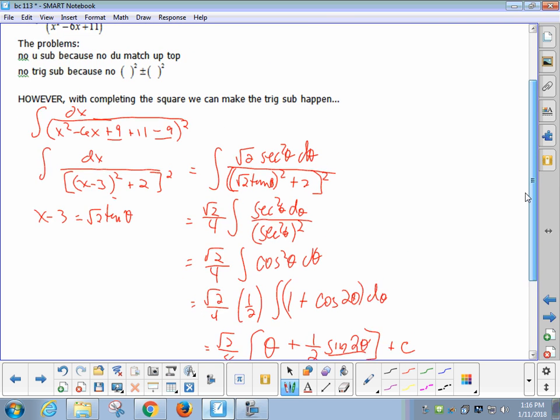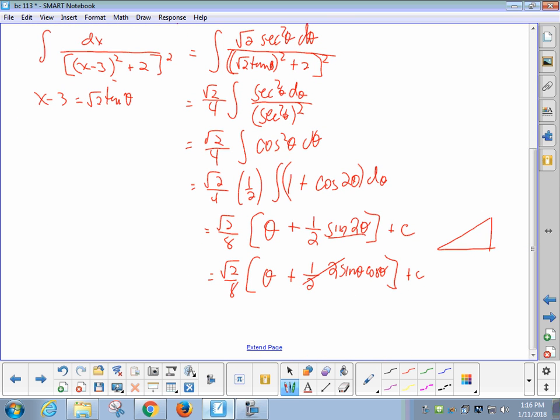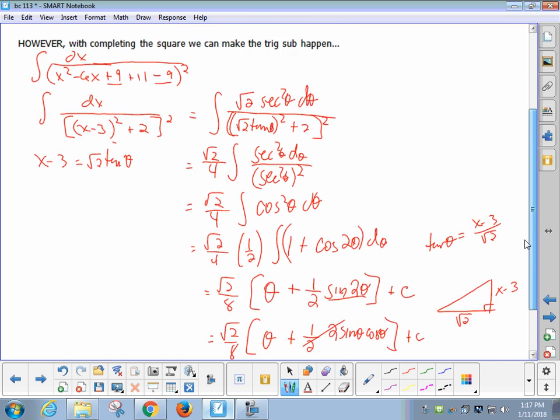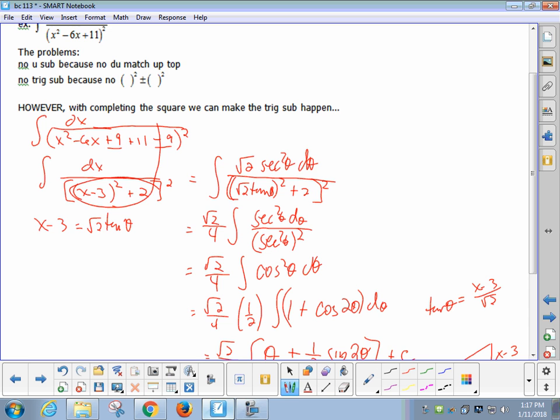I think way back at the top of the problem, oh man, that's a weird triangle. Okay, so what's tangent theta equal to, ratio-wise? X minus 3 over root 2. So opposite is x minus 3. Adjacent is root 2. Here's where it helps to have your eyes wide open. What's the hypotenuse? Square root of x minus 3 squared plus root 2 squared. What's that equal to? Yeah. You'll see that original statement come back into it.